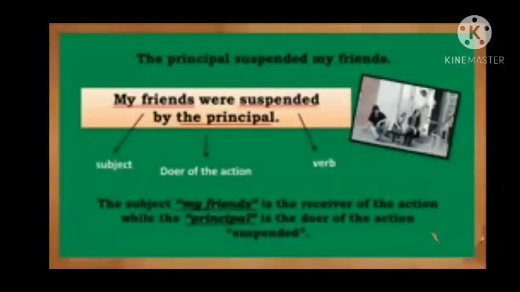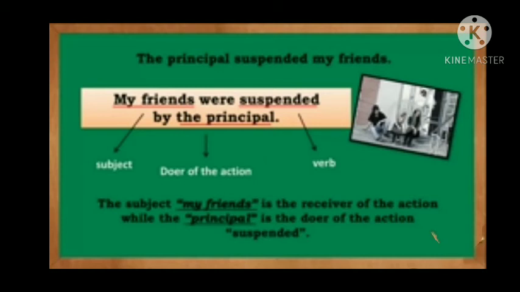Let's understand it with one of the examples. The principal suspended my friends. This sentence is in active voice. Let's try to change it into passive voice. First we need to understand the first step, that is we should identify the subject, object and the verb in this sentence. In this sentence, the principal is the subject, suspended is the verb, and my friends is an object in this sentence.